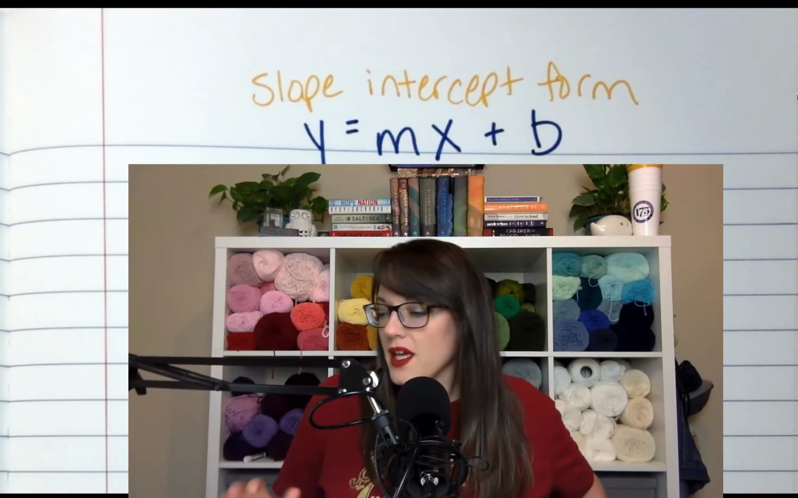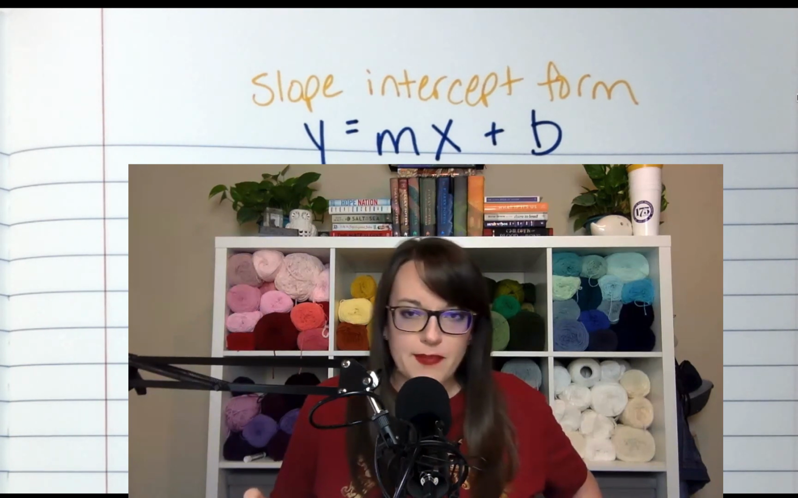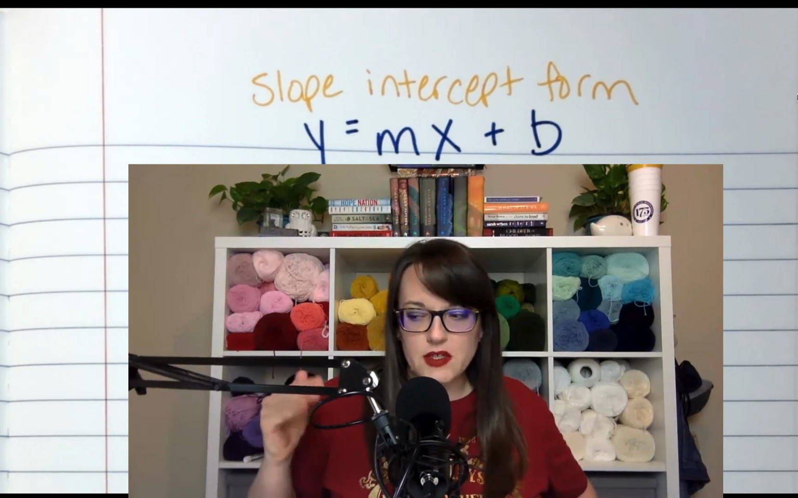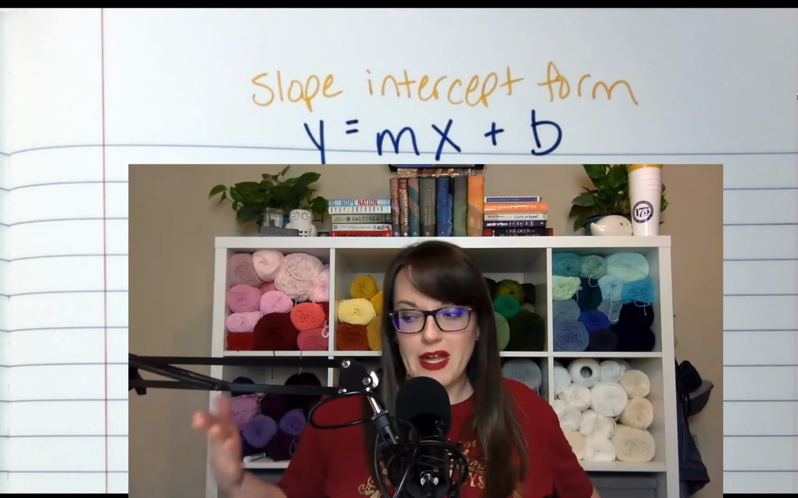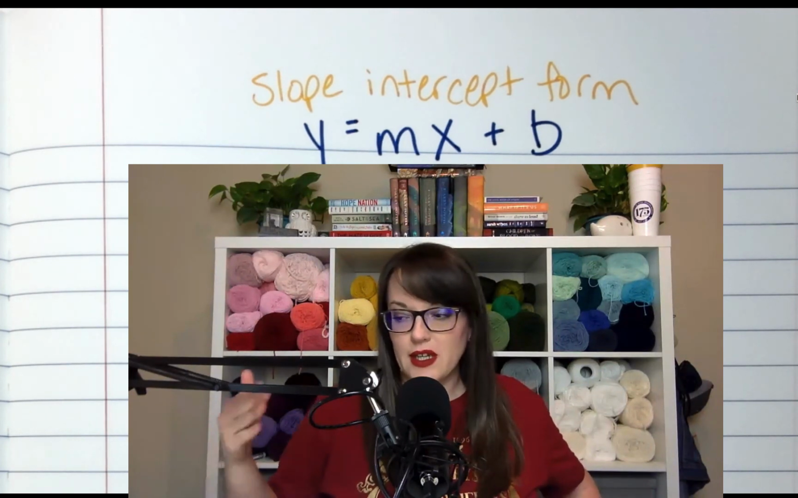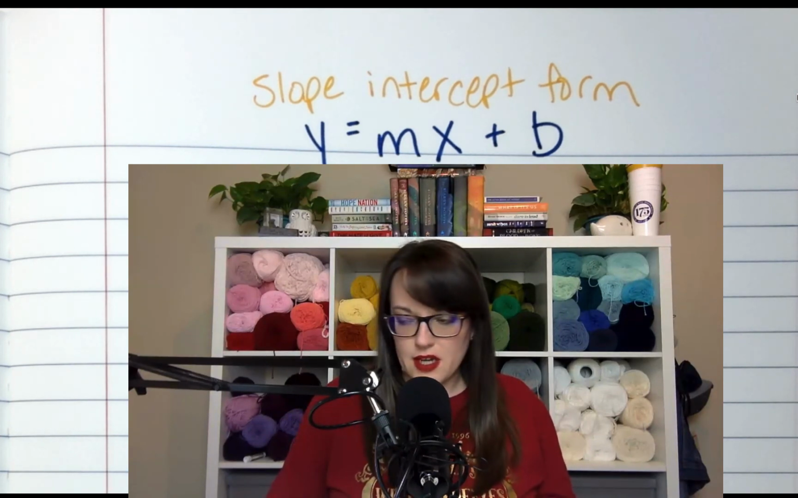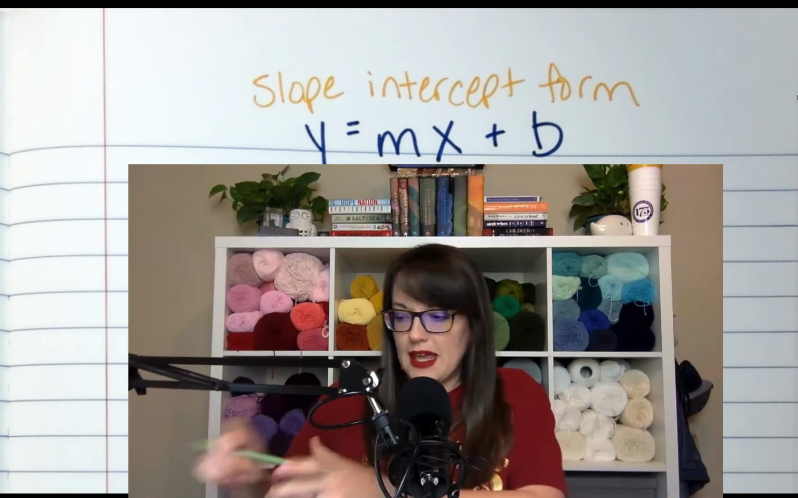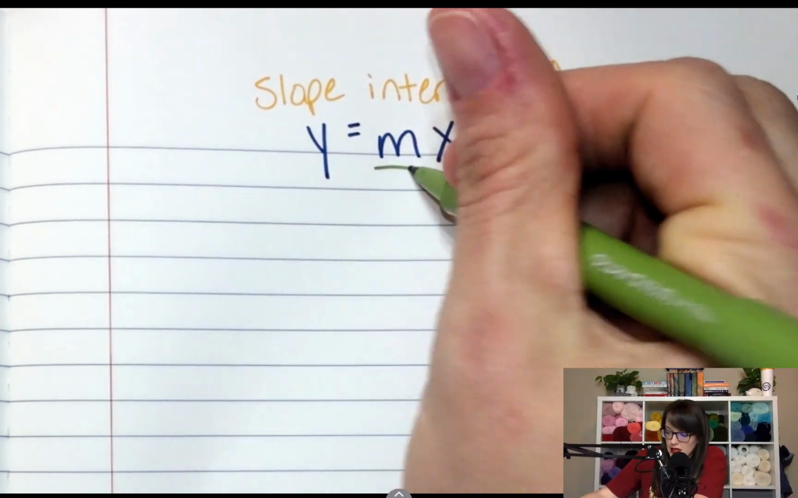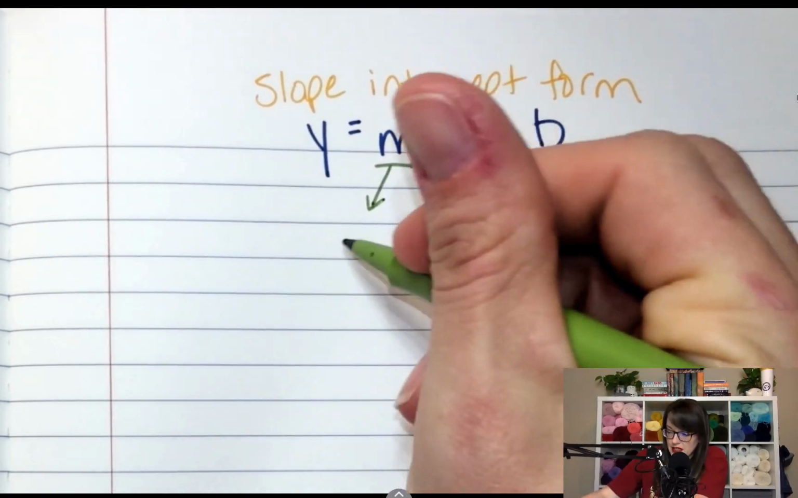That's me. Today we're looking at y equals mx plus b, otherwise known as the slope-intercept form. And that's exactly how it's written: the slope and then the y-intercept. Now let's talk about what those pieces mean. M is our variable that stands for slope.